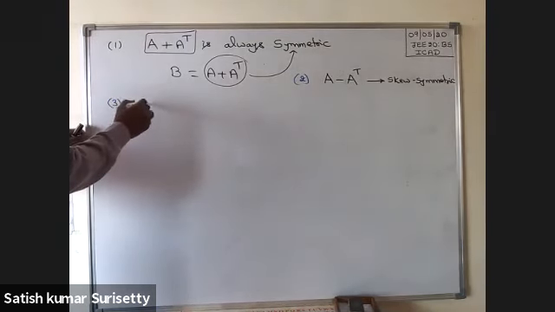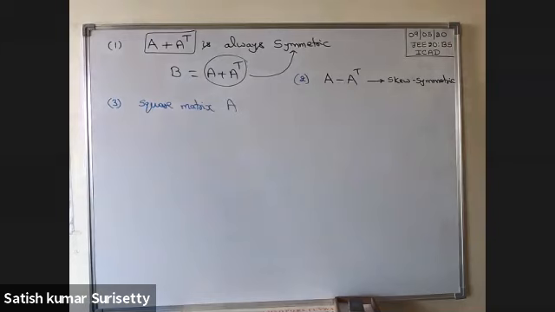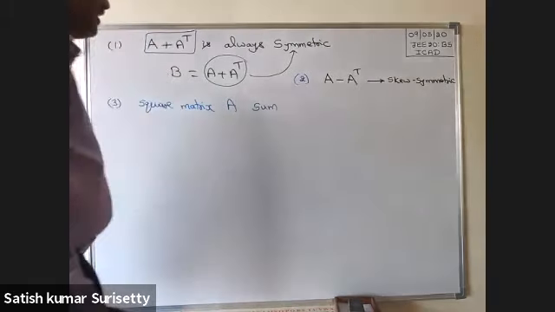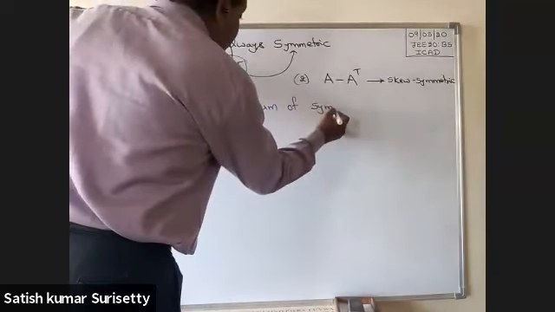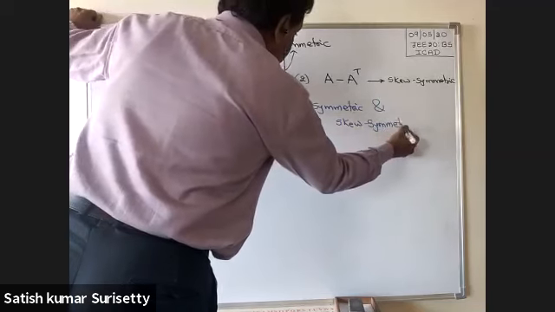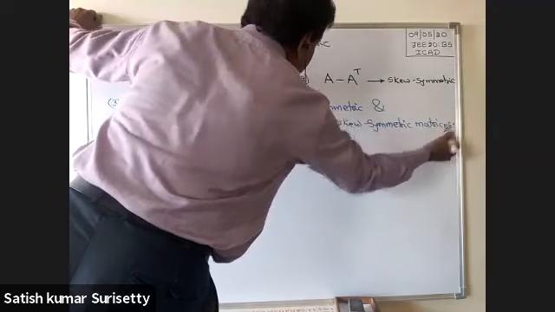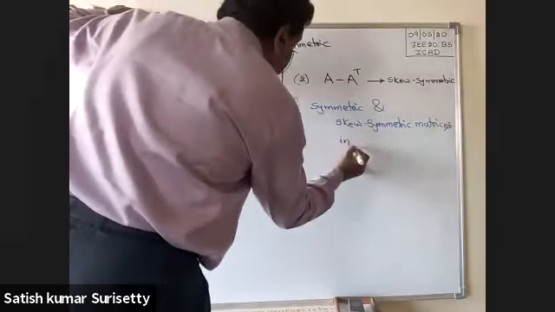Any square matrix A can be expressed as sum of symmetric and skew symmetric matrices in a unique way.